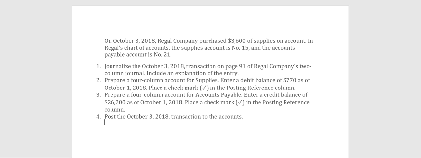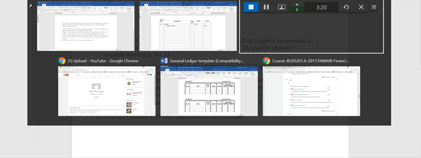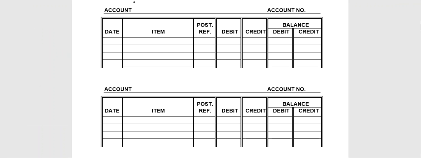They also want us to prepare a 4-column account for accounts payable and enter a credit balance of $26,200 as of October 1st, again placing a check mark in the post-reference column because this is an opening balance. Also, don't forget that they told us that our supplies account number is 15 and our accounts payable number is 21.